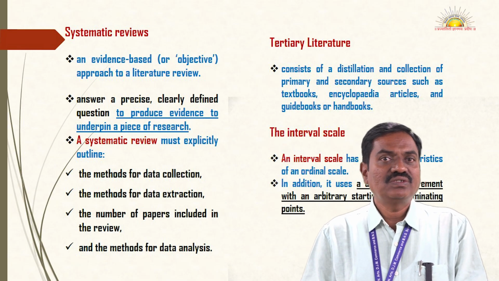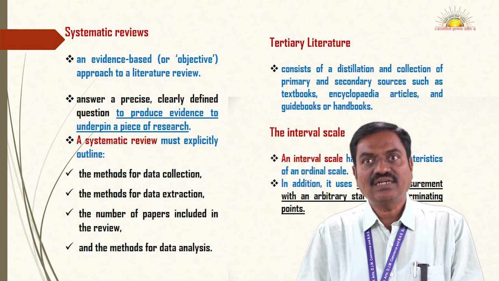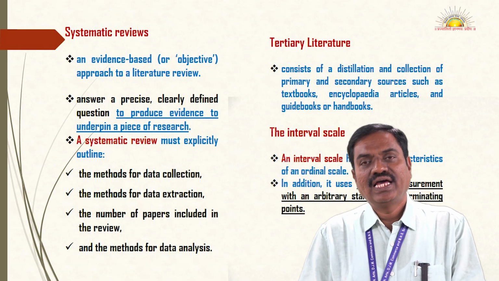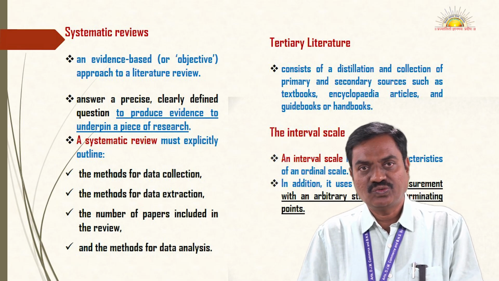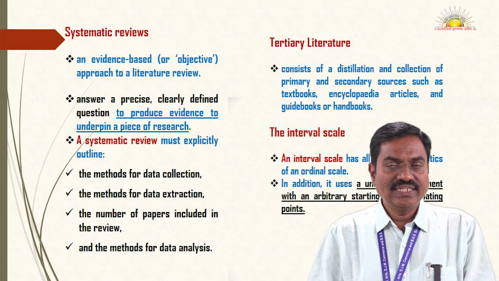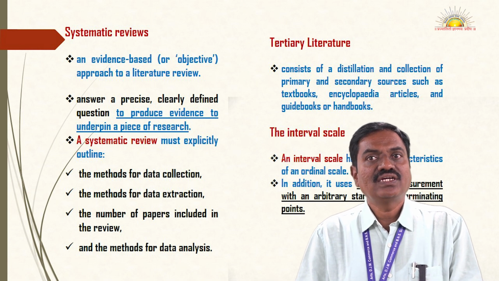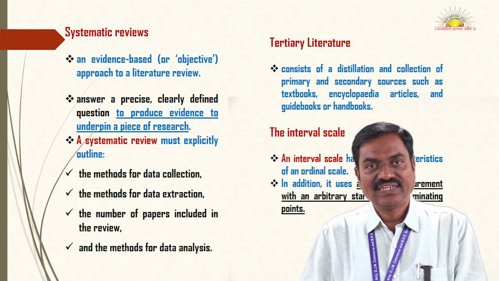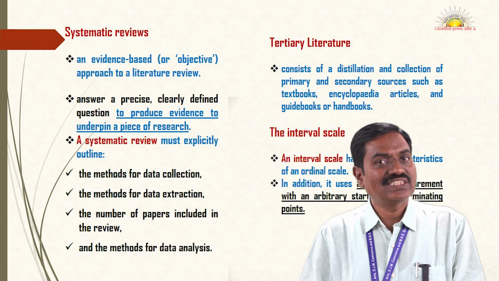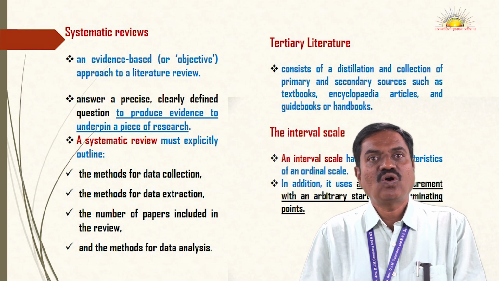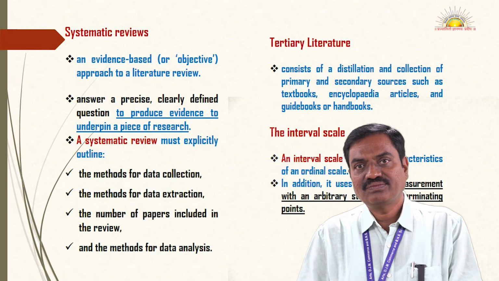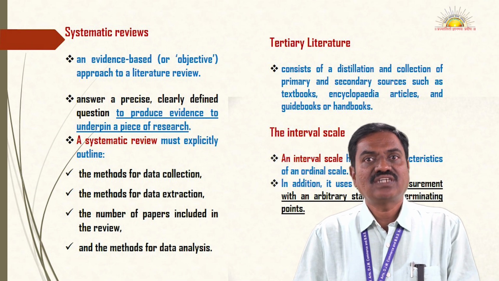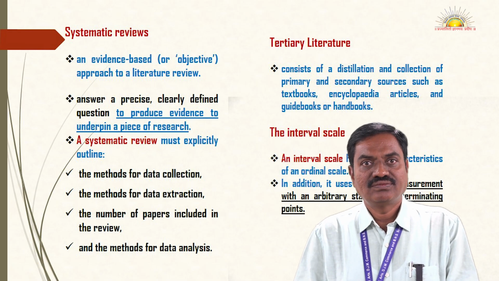Now we will talk about the term tertiary literature. It consists of a distillation and collection of primary and secondary sources such as textbooks, encyclopedias, articles, and guidebooks or handbooks. The next term that we are going to talk about is the interval scale. An interval scale has all the characteristics of an ordinal scale. In addition, it uses a unit of measurement with arbitrary starting and terminating points.